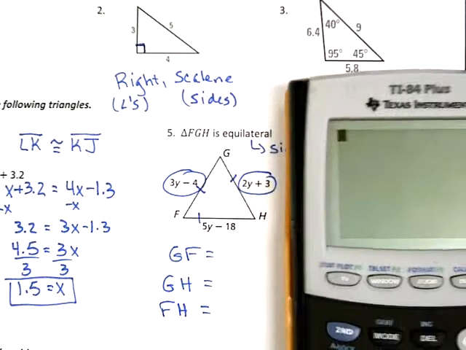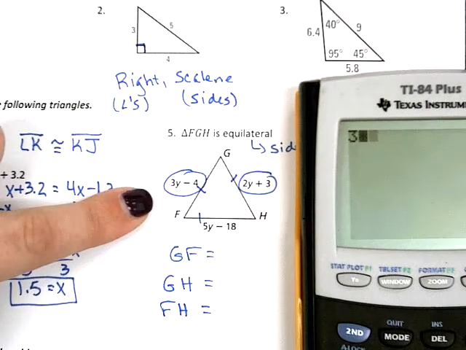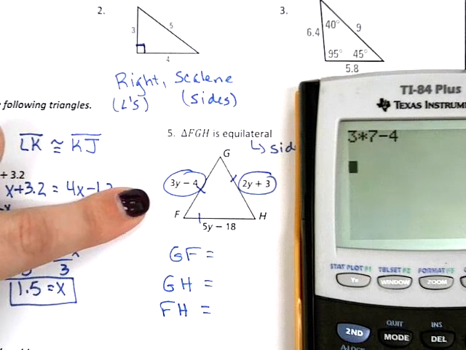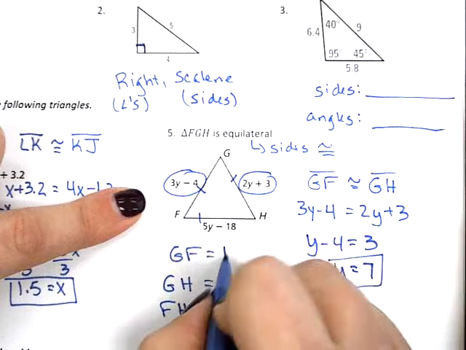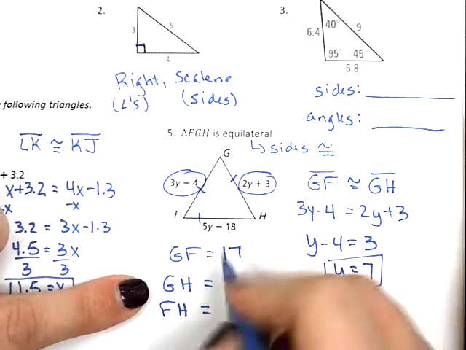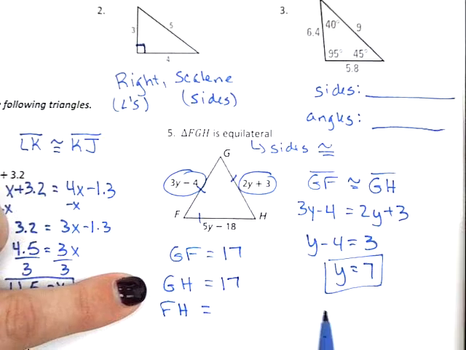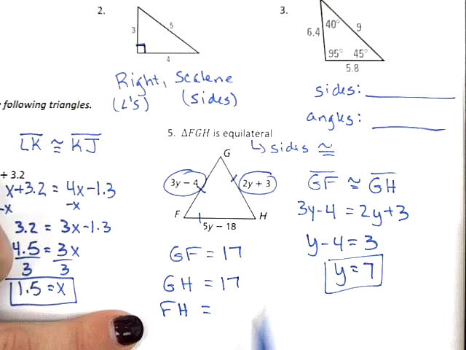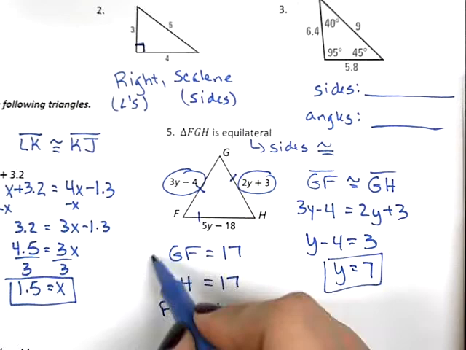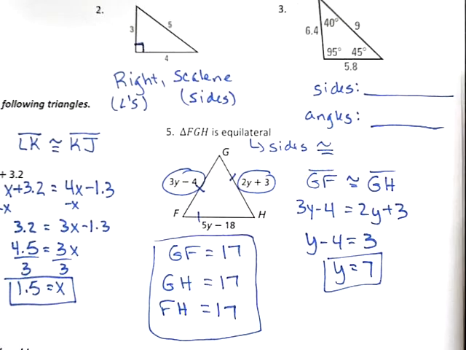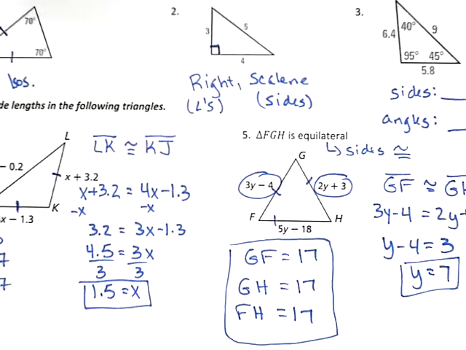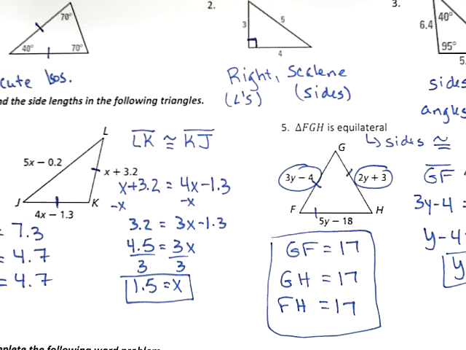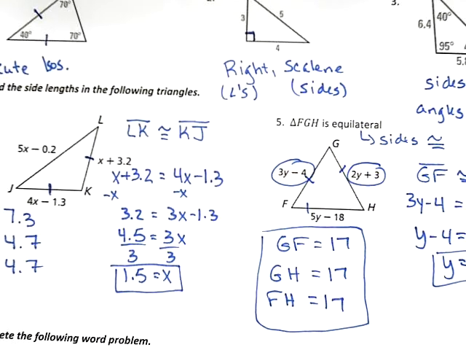We got a y value of 7. So 3 times 7 minus 4, and we get 17. 2 times 7 plus 3 is also going to give us 17. And 5 times 7 minus 18 is also going to give us 17. So that is our total right there. Okay? So you have to be able to look at the triangles and decide which pieces are congruent, how do I know that they're congruent, and set them equal and solve. Cool?